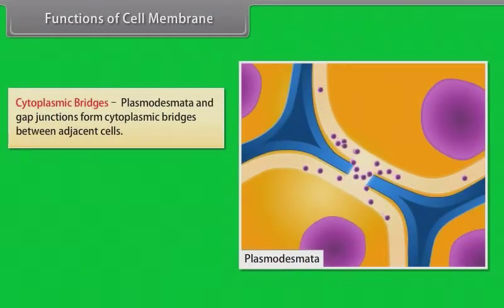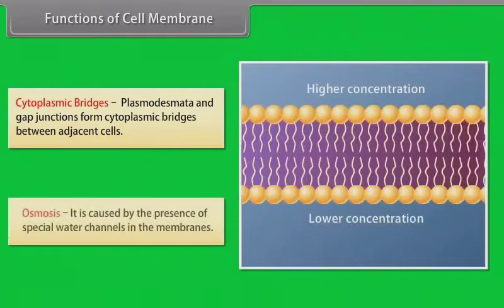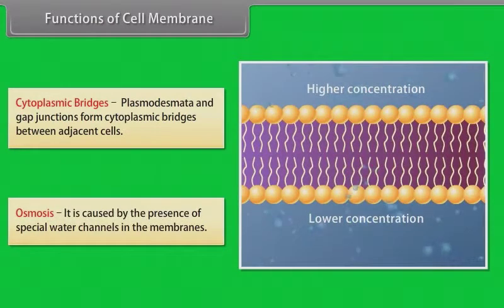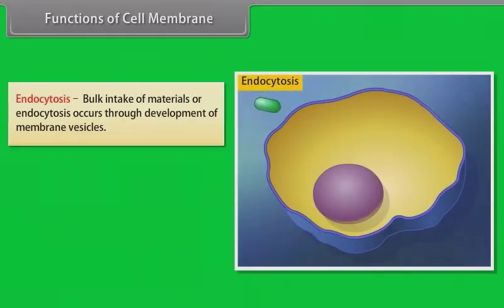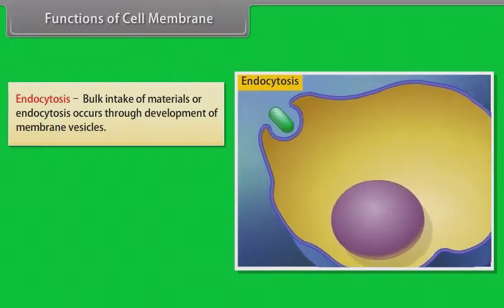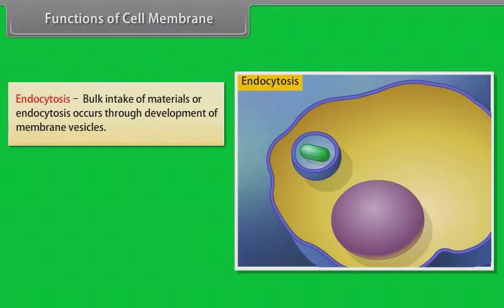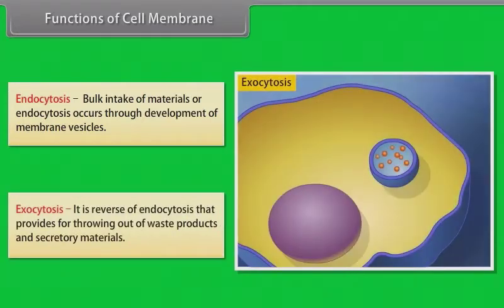Cytoplasmic bridges. Plasmodesmata and gap junctions form cytoplasmic bridges between adjacent cells. Osmosis. It is caused by the presence of special water channels in the membranes. Endocytosis. Bulk intake of materials or endocytosis occurs through development of membrane vesicles. Exocytosis. It is reverse of endocytosis that provides for throwing out of waste products and secretory materials.